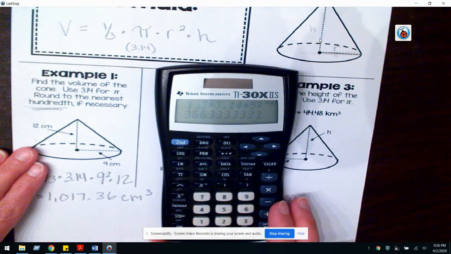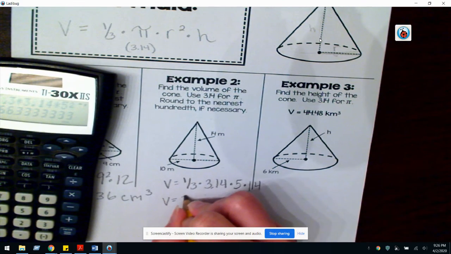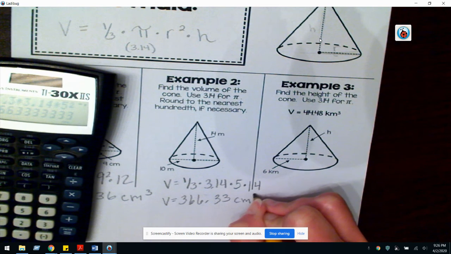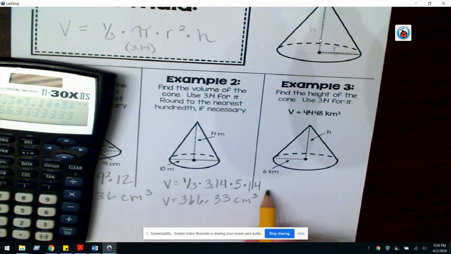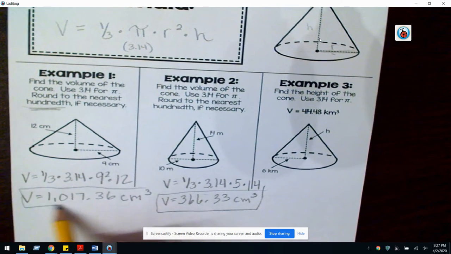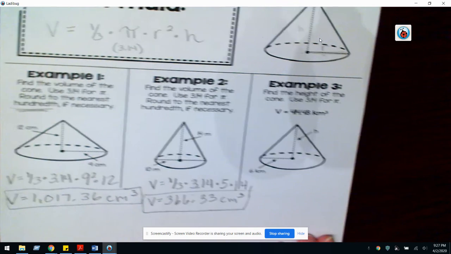And here we get 366.33 centimeters cubed. All right. So there's that one, rounded to the nearest hundredth, put my unit, put the little 3, I'm good to go. Last one.